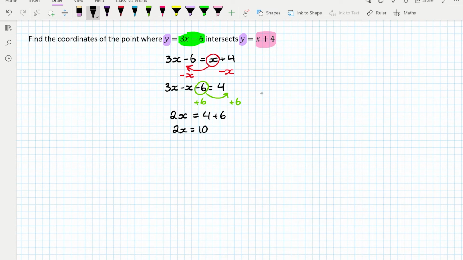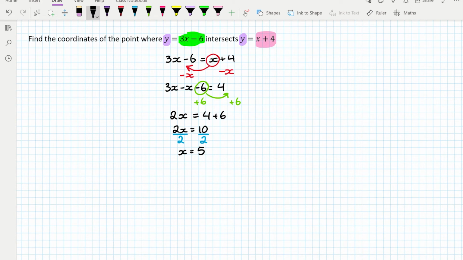And then we need to get rid of this 2 that's multiplying the x. Again, we want to do the opposite of what is happening. So 2 is currently multiplying the x, so the opposite of multiplying is dividing. So we're going to divide both sides by 2. And that's going to give us x equals 10 divided by 2 is 5. So awesome, we've got an answer.